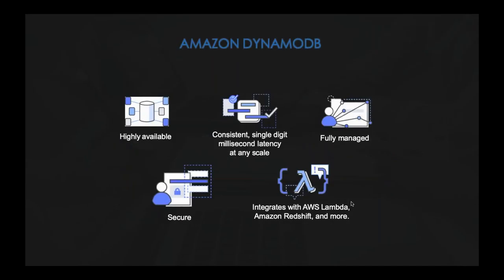Now these are the features of DynamoDB: it is highly available, multi-regional, with single-digit consistency and millisecond latency at any scale. It's a fully managed service within the AWS console. You can manage the entire DynamoDB table without needing to configure or connect to a server. With security groups, again, you can secure your incoming and outgoing connections. And you can easily integrate with different AWS services like Amazon Lambda, Redshift, S3, all the different services. That is Amazon DynamoDB.